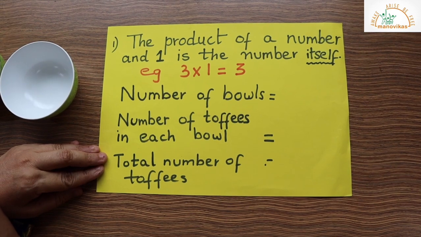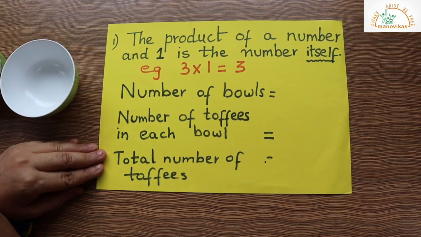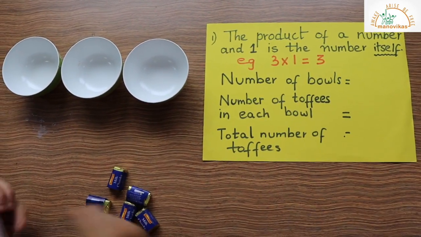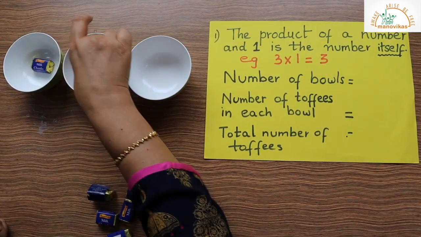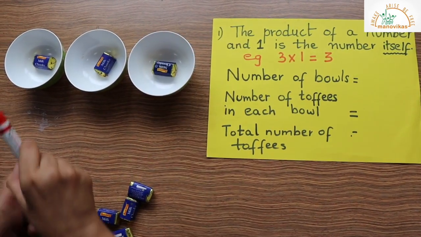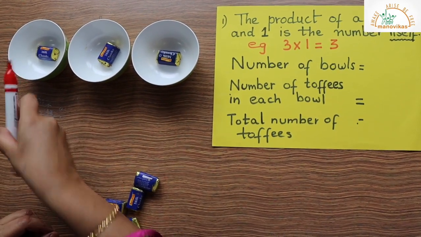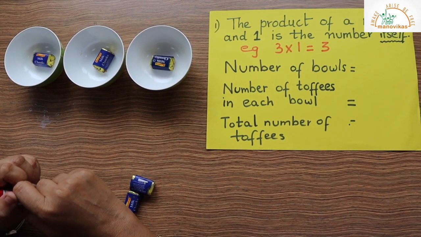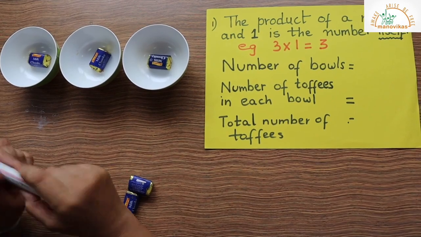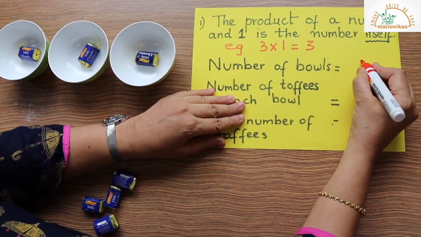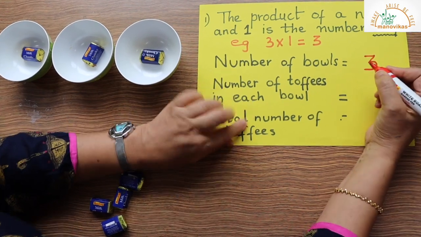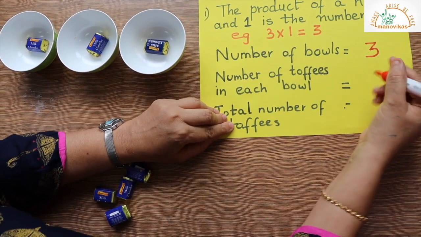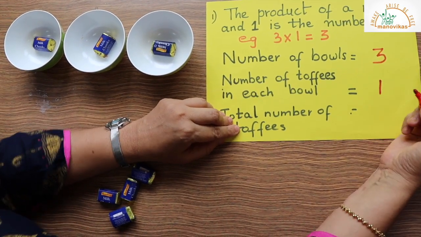Now I will explain this with the help of an example. Now I have 3 bowls here, 1, 2 and 3. I put 1 toffee in each of the bowls. Right? I have 3 bowls here and I have put 1 toffee in each of the bowls. Now let's find out how many toffees I will have in all. So the number of bowls which I have are how many? 3, right? Now the number of toffees in each bowl. How many toffees are there here in each bowl? There is only 1 toffee in each bowl.